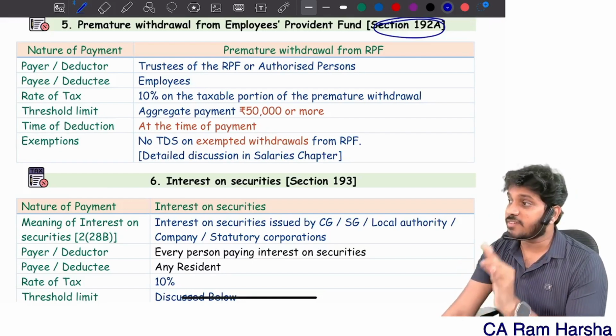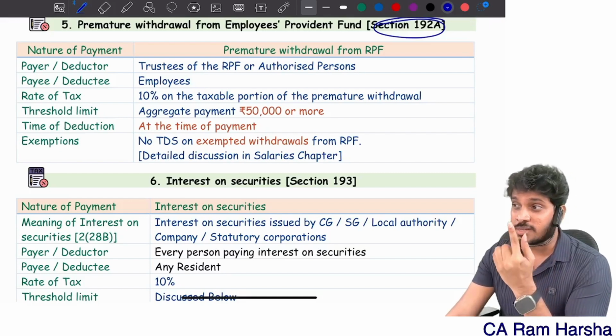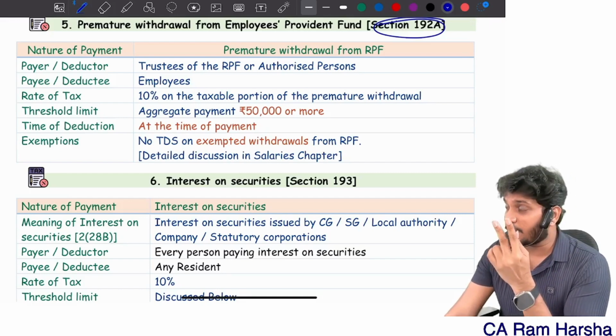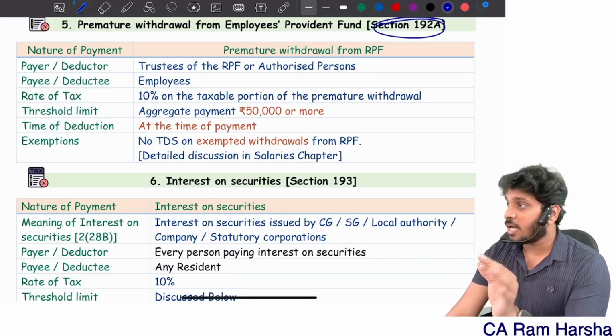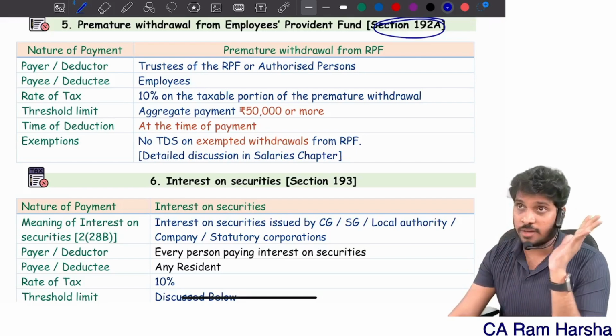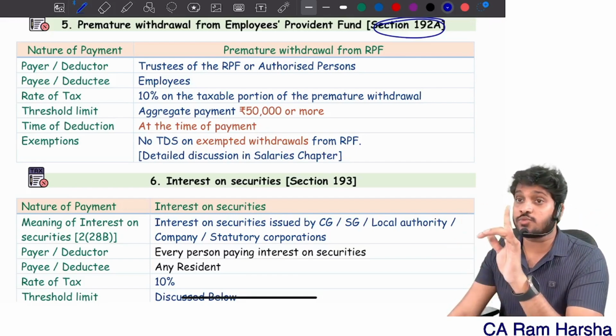Suppose you are withdrawing within 5 years, then we will see why you are withdrawing. Because of ill health, because of discontinuance of the job, or because the company closed. If it is any of these 3 reasons, then it is exempted. Other than these 3 reasons, if you are withdrawing for some personal purpose, then the amount withdrawn is fully taxable.